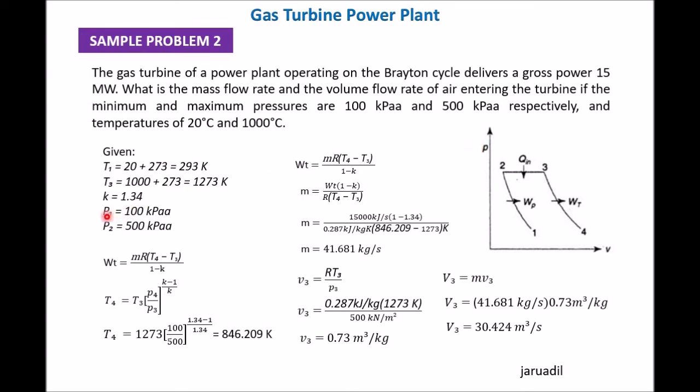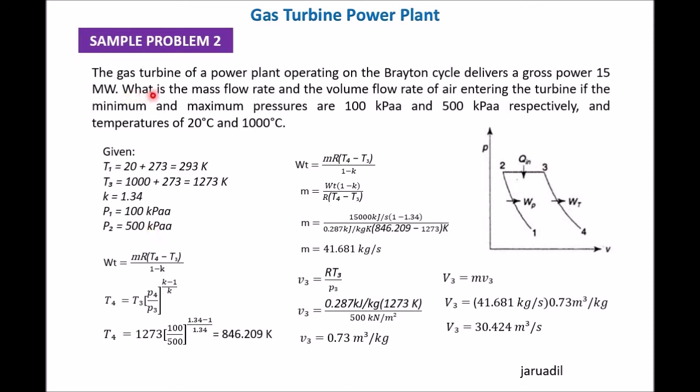Now, the minimum pressure is 100 kilopascal. Again, nasaan yung pinakamababang pressure? Siyempre, nandito sa 0.1 because this is atmospheric. And the highest pressure, as it is shown in the graph, is at 0.2 and 3. So, 500 kilopascal.